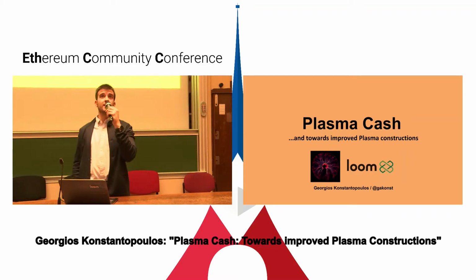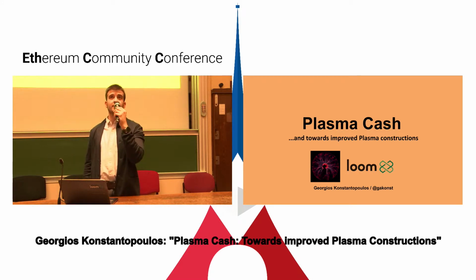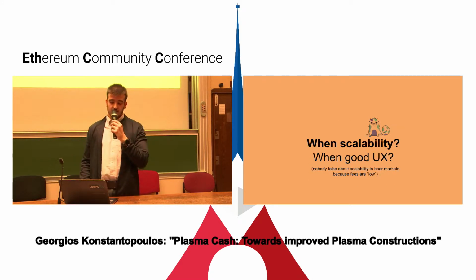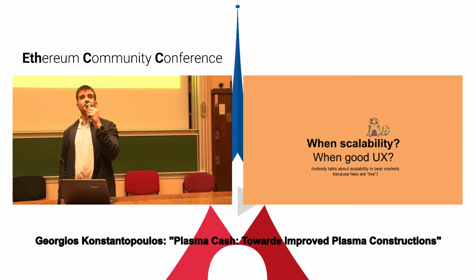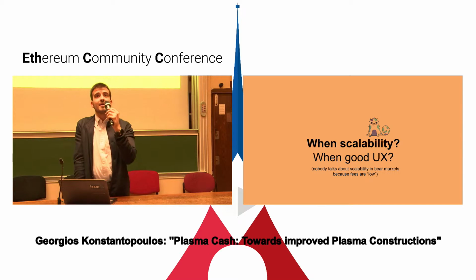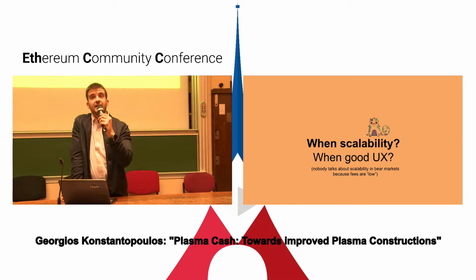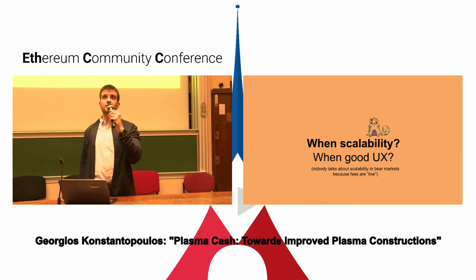So I'm going to talk about Plasma, a scalability solution, and what's up with it. We've had a bear market for about a year. Nobody cares about scalability. Everybody's talking about good UX and everything. But when we get the next CryptoKitties, things are going to change. So we have to prepare for that new scalability winter.